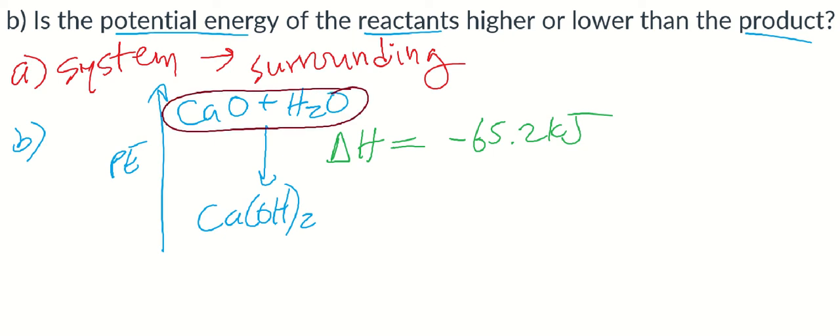A couple more things we can interpret from this: the bonds in the reactants are weak, and the bonds in the products are stronger, which means it's a more stable molecule, which also explains this drop in potential energy. All right, I think that's it.